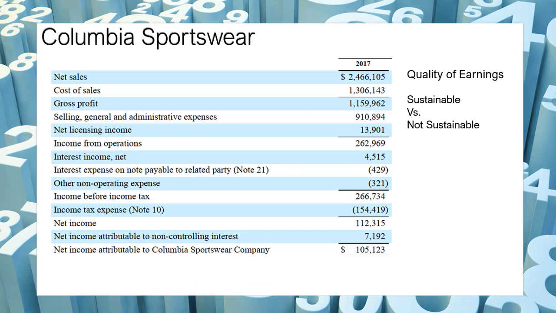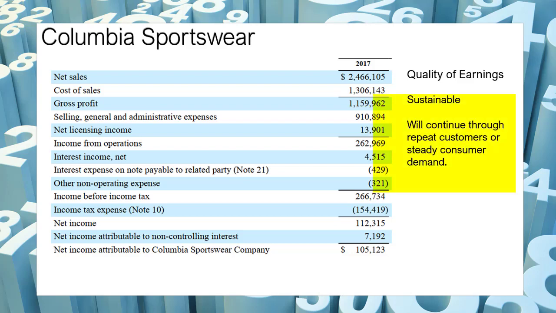Another thing the accrual method can help us with is understanding the quality of earnings, right? So this is an example of a financial statement from Columbia Sportswear. And so this income statement shows us the revenue and the expenses. And it puts it into different categories where we can understand sustainability versus non-sustainability.